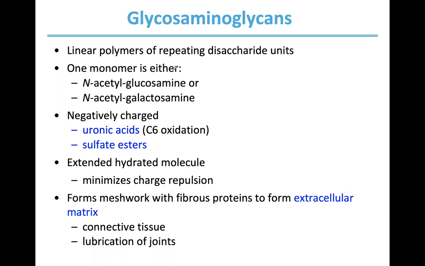So these are linear polymers of repeating disaccharide units. One monomer of the two is N-acetylglucosamine or galactosamine. And the other is going to be negatively charged, so basically it's going to be a uronic acid. Remember glucuronic acid. We're going to look at the structure in a moment. And many of these carry sulfate esters. These will be negatively charged as well.